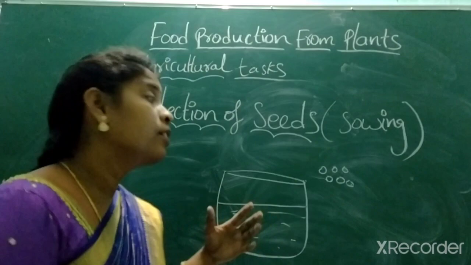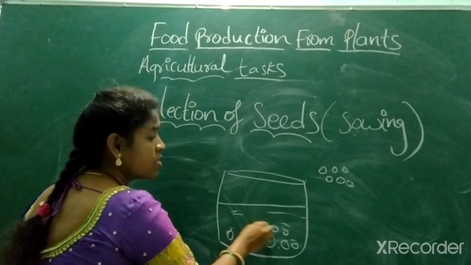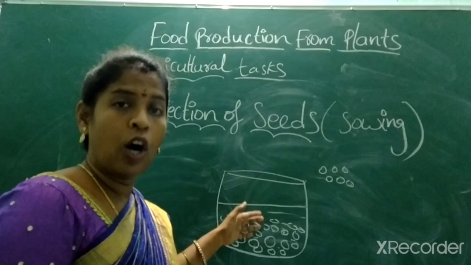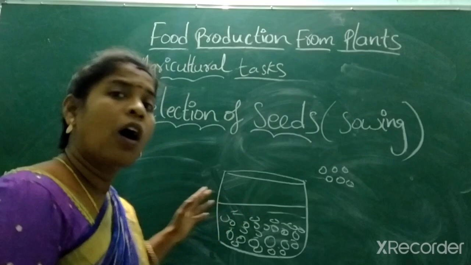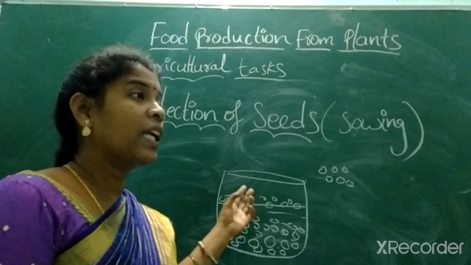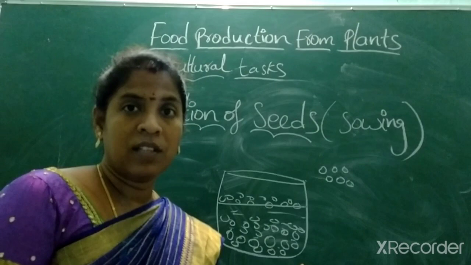When I pour all those seeds in, the seeds which are good enough, healthy, and of proper size and proper weight all sink and deposit at the bottom of the water. The ones which are not good, damaged or eaten by insects, start floating above the water. Is it clear? So this is about selection of seeds.